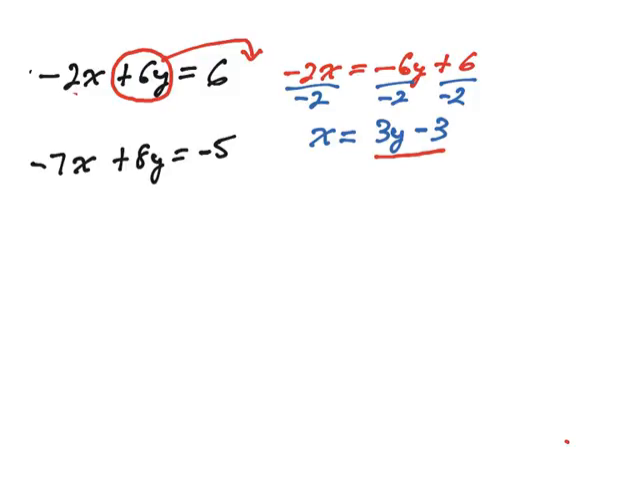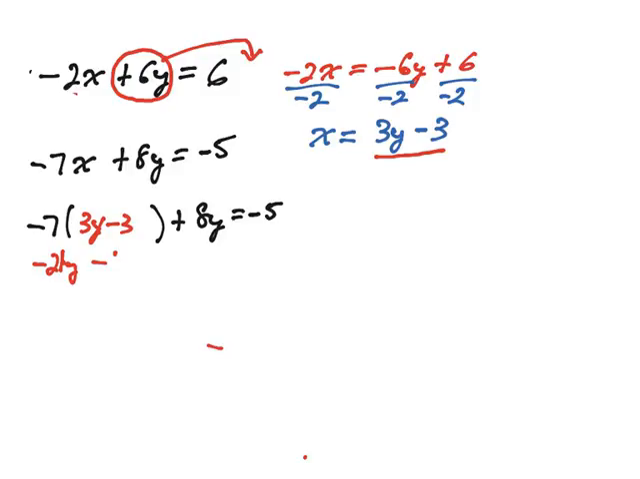So that's what I'm going to do in the second equation. So negative 7 times the value of x plus 8y equals negative 5. And the value of x is 3y minus 3. All right, so next step, we have to distribute. So negative 7 times 3y is negative 21y. And negative 7 times negative 3 is positive 21. And copy down the rest of this, plus 8y equals negative 5.